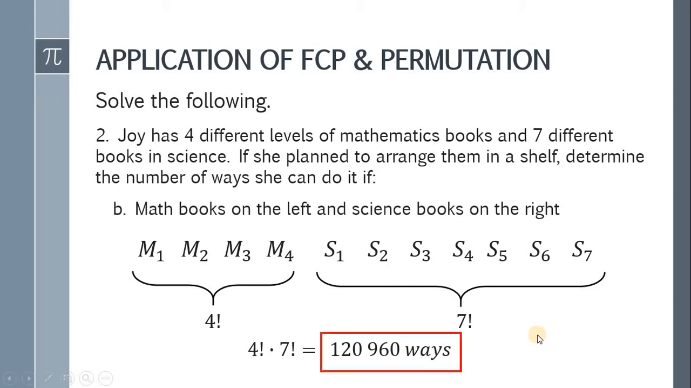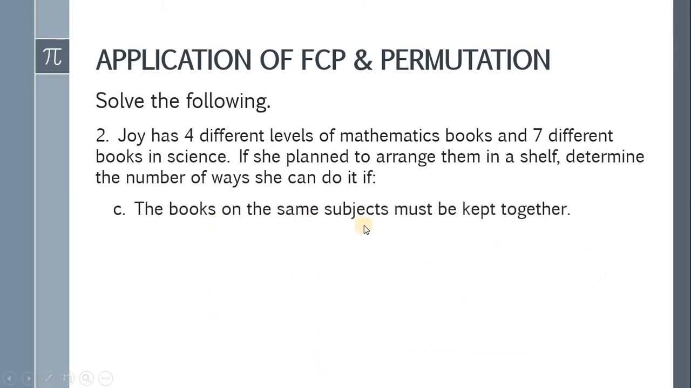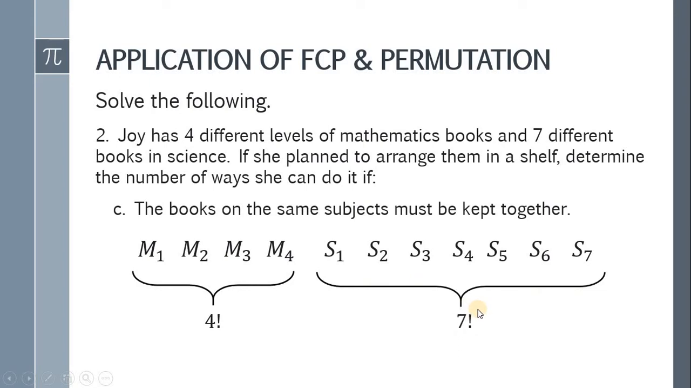Now, let's have the solution for letter C. The books on the same subject must be kept together. So, we have 4 na math and 7 science books. Now, ilang ways ulit natin pwedeng i-arrange tong 4 since magkakatabi sila, hindi sila pwedeng maghiwa-hiwalay. Meron tayong 4 factorial ways. Next, lahat ng science, meron tayong 7 factorial ways.